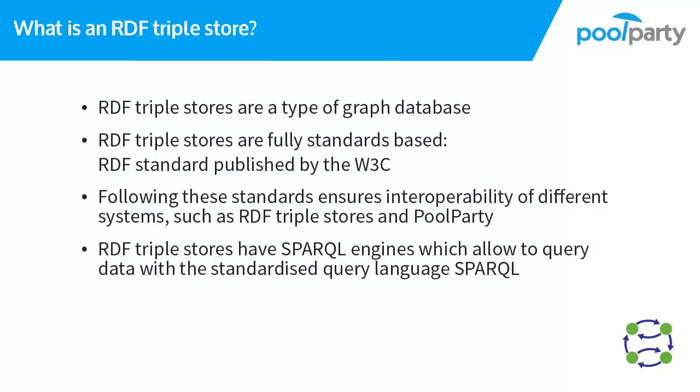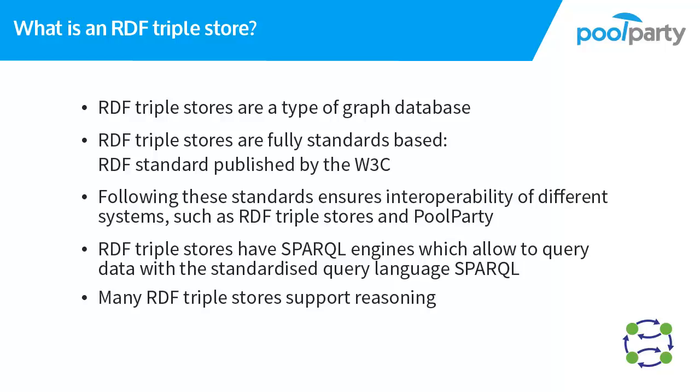RDF triple stores also come with a standard query engine. The Sparkle standard, which is also published by the World Wide Web Consortium, defines a standard query language for RDF data, which is implemented in the Sparkle query engine of every RDF triple store. Another feature that makes RDF triple stores popular is the fact that many of them can support reasoning over data. Reasoning describes a set of methods that allow to infer facts about data from other data.